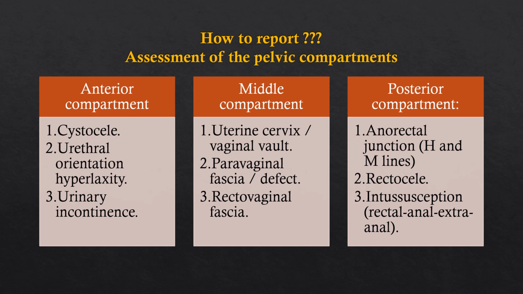Regarding the posterior compartment, we should focus on the anorectal junction. We are using the H and M lines. Also check if there is any possibility of rectoceles or not. Check also, and don't forget, if there is any possibility of intussusception, either rectal, anal, or extra-anal. We will discuss all of these points in detail.